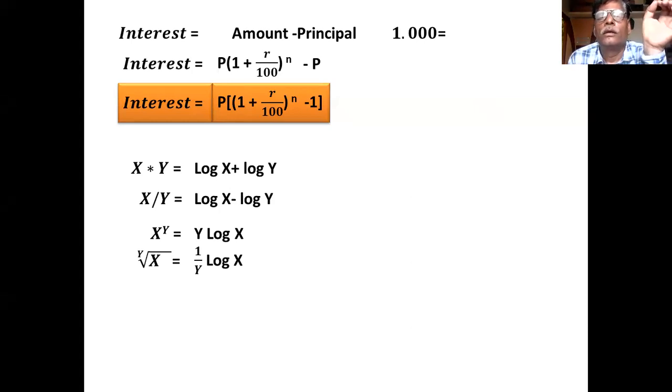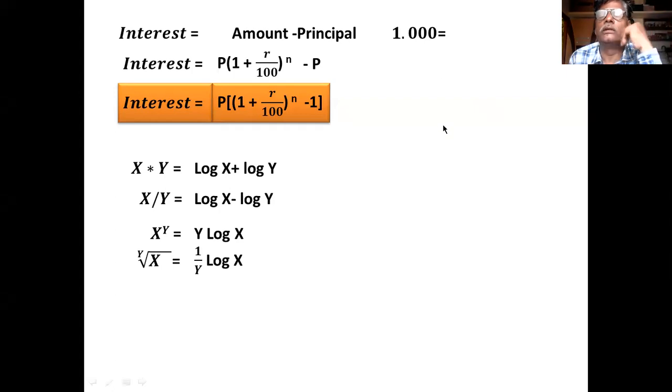Remember, count the digits before the decimal point. If there are digits before the decimal point, then you count the digits. In that count, you deduct one. Whatever answer comes, that is the characteristic.